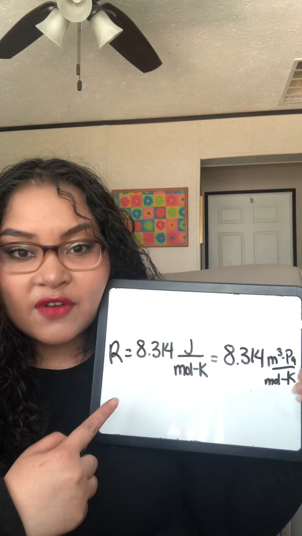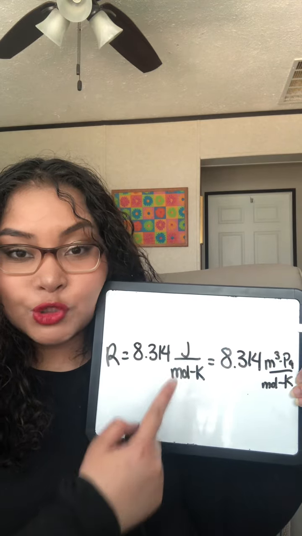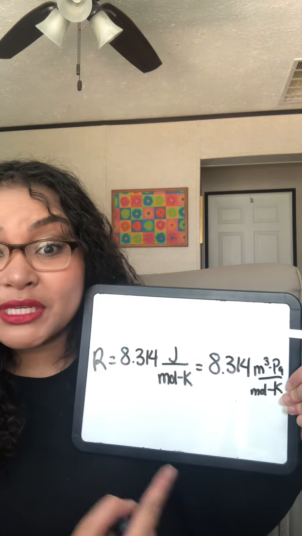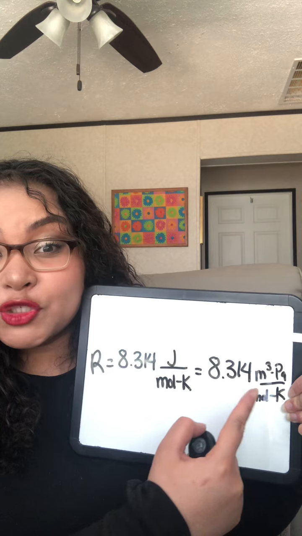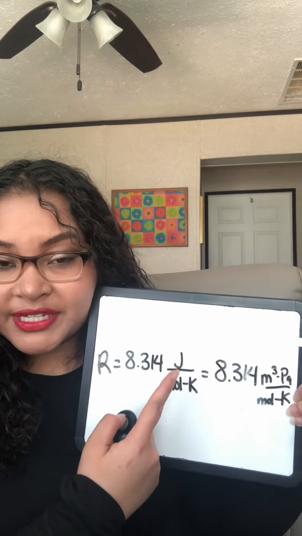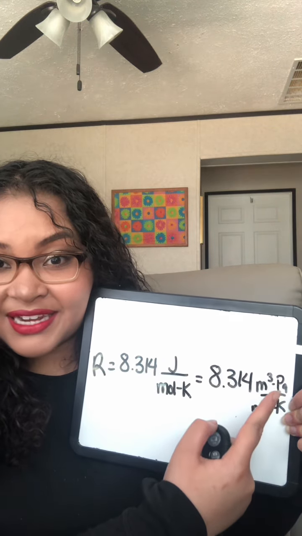Let's say you're tasked with finding the volume. First things first, write down the equation. I'm going to be one of your sneaky professors, and I'm not going to use the R value that has volume in it, but energy. So the R value is going to be 8.314 joules per mole Kelvin, but that is also equal to 8.314 meters cubed pascals per mole Kelvin. Joules is energy, meters cubed is volume, and pascal is pressure.